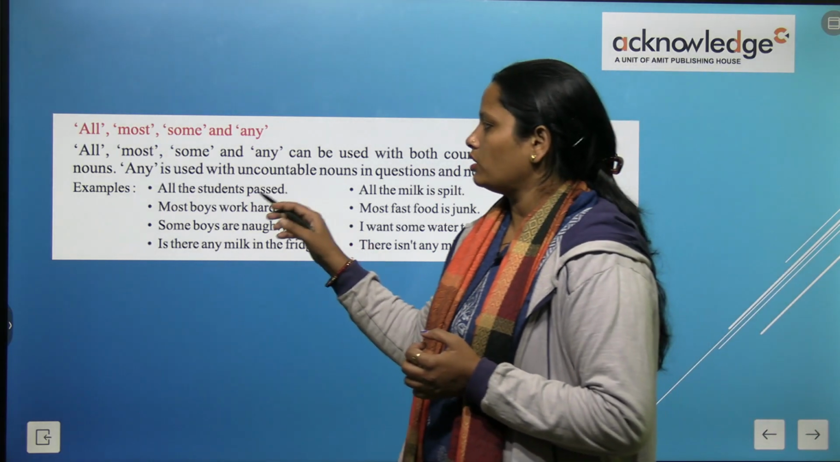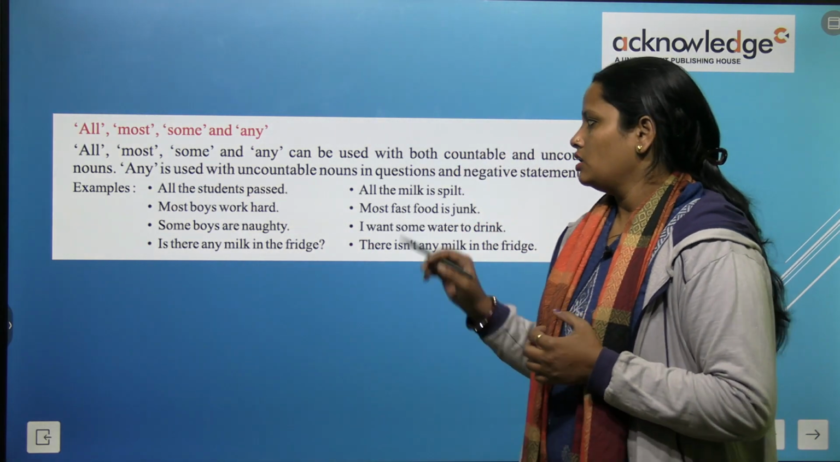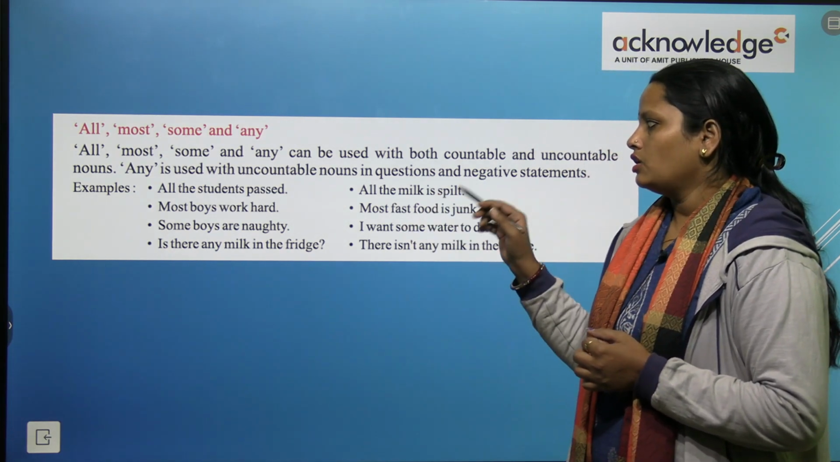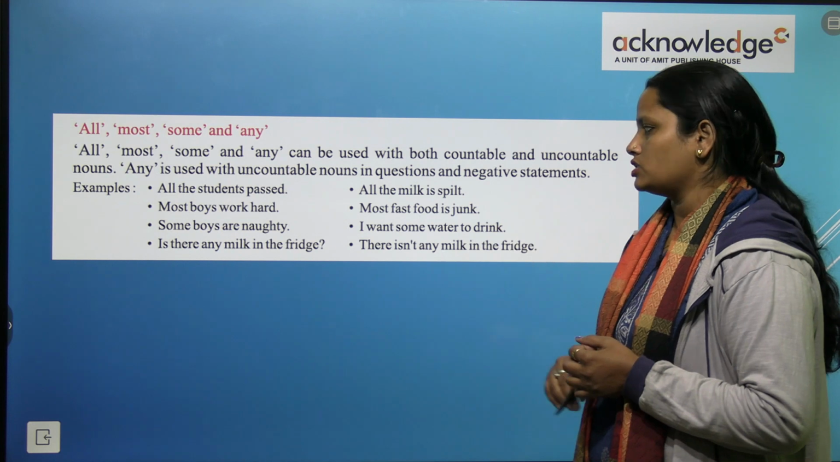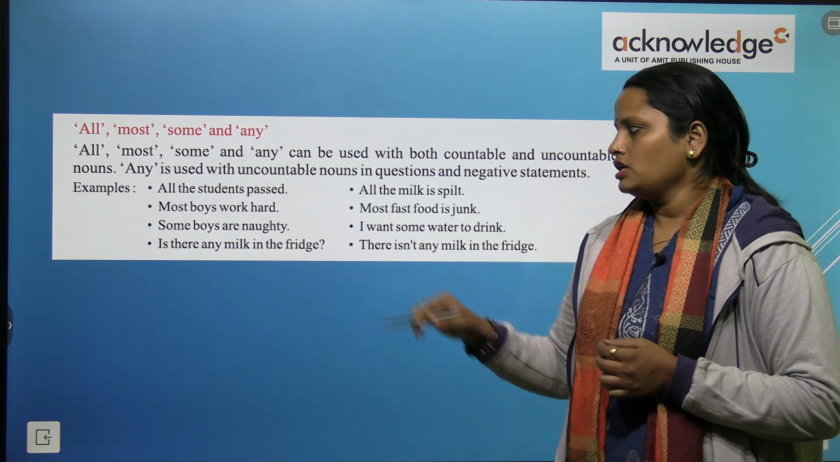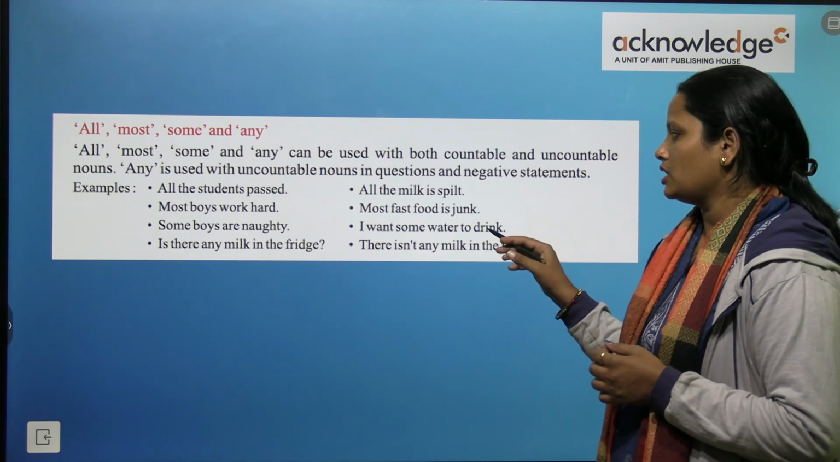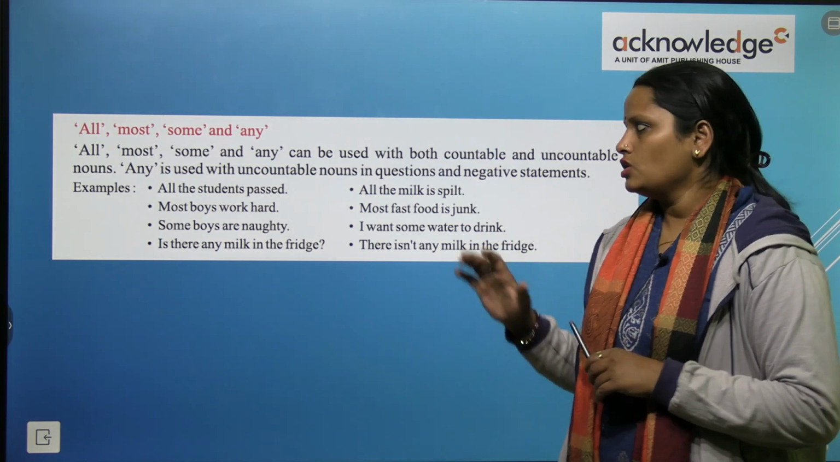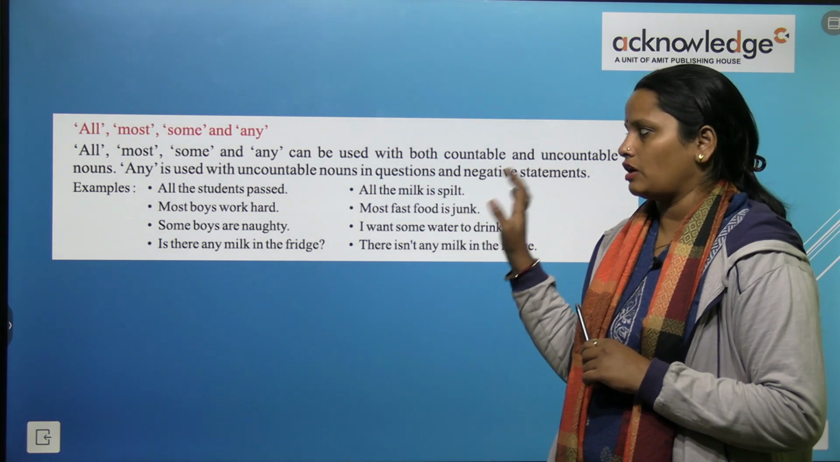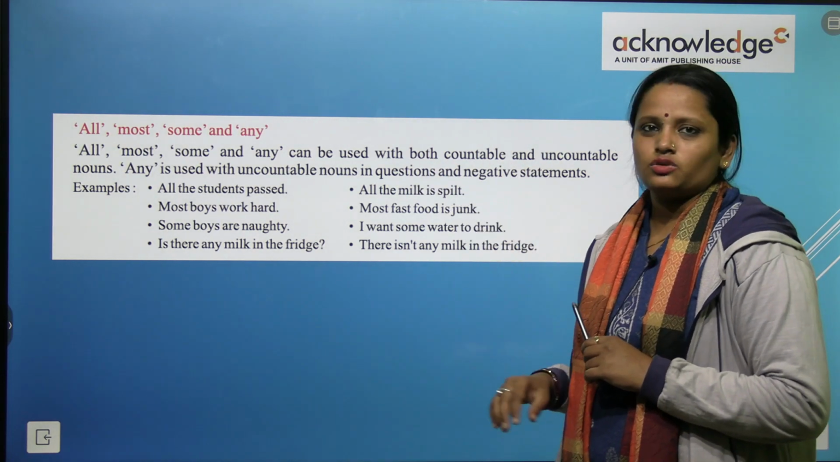For example, all the students passed. All the milk is spilled. Most boys work hard. Most fast food is junk. Some boys are naughty. I want some water to drink. Is there any milk in the fridge? There isn't any milk in the fridge. So these are some of the examples that we have made of these words.